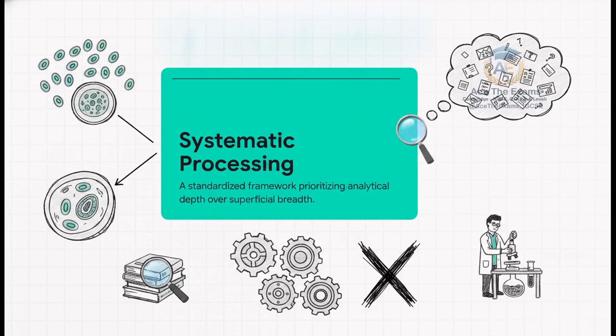So to fix this, we need to understand what Cambridge actually means by systematic processing. Sounds complicated, right? But it's basically just a standardized analytical framework. It prioritizes analytical depth over just superficial breadth. They absolutely do not want a massive brain dump of every single fact you know about chloroplasts. What they want is evidence-based reasoning. They want to see exactly how you handle information, how you evaluate data, and how you demonstrate real experimental skills.